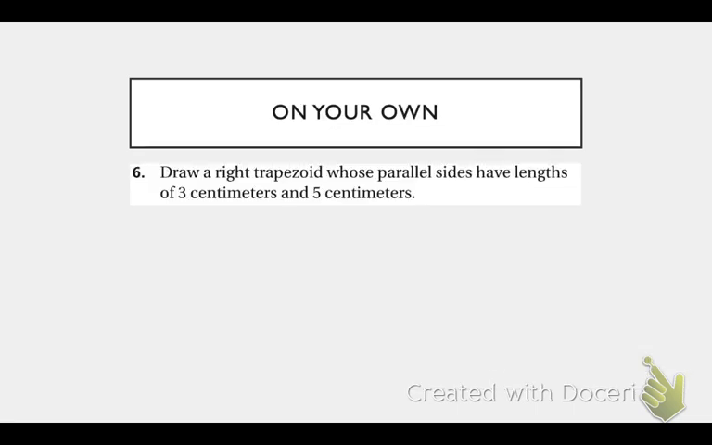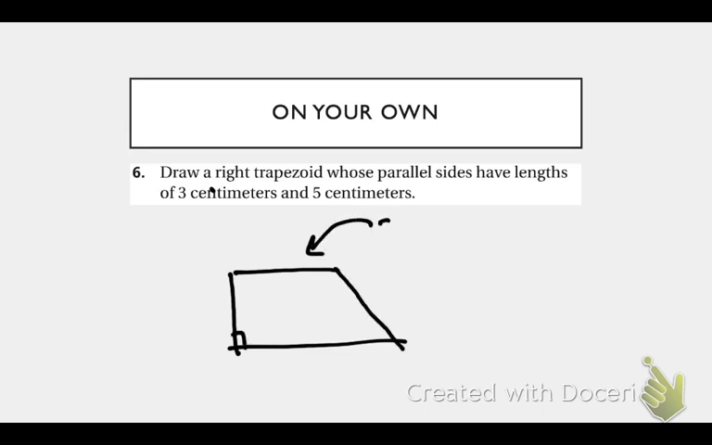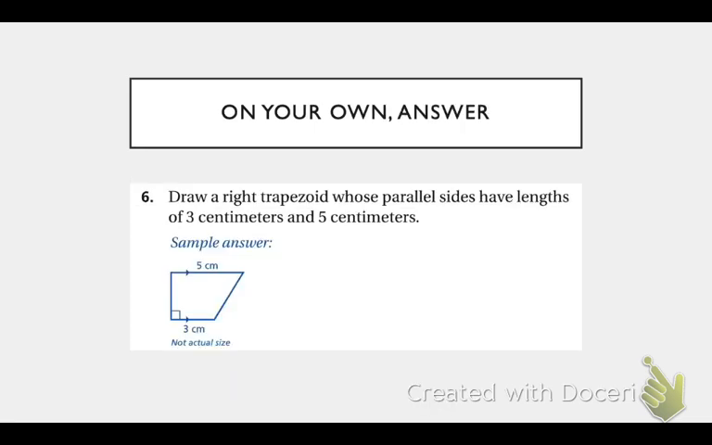Okay, so now in your notebook, I want you to draw a right trapezoid whose parallel sides have lengths of 3 centimeters and 5 centimeters. So remember, here's my trapezoid, here's my 2 parallel lines. I want a right angle. So one of these should be 3 centimeters and one should be 5 centimeters. So see if you can draw that in your notebook. Again, we're going to practice some more tomorrow during class. Just get the basic idea down, please.